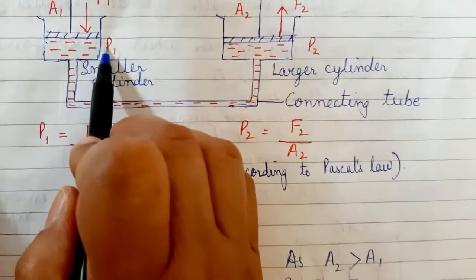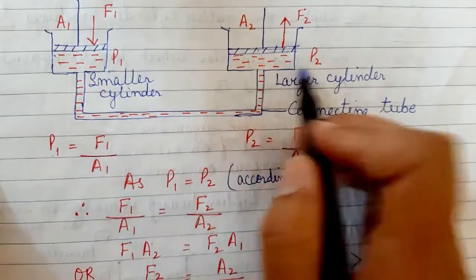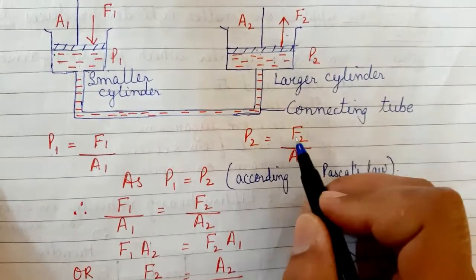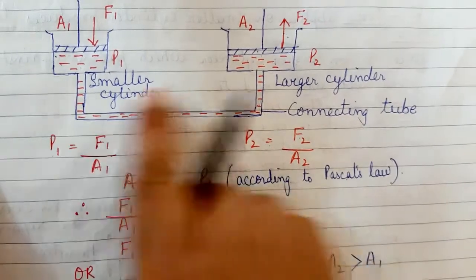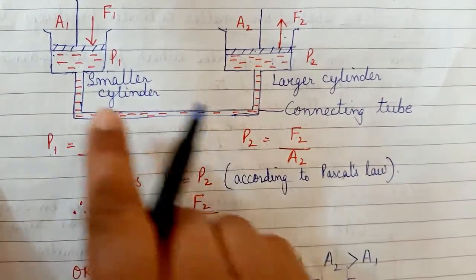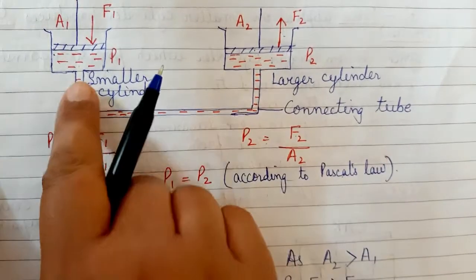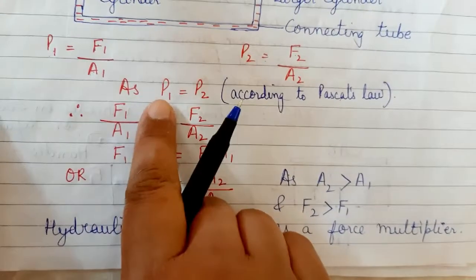Now according to the formula for pressure, we have studied, pressure is thrust upon area. So the pressure P1 in the smaller cylinder is equal to F1 upon A1, and the pressure P2 on the larger cylinder in the upward direction will be equal to F2 upon A2. According to Pascal's law, both the pressures are going to be equal because this pressure is going to get transmitted to the second cylinder. So therefore I write P1 is equal to P2.